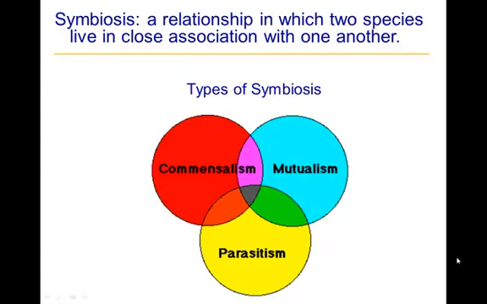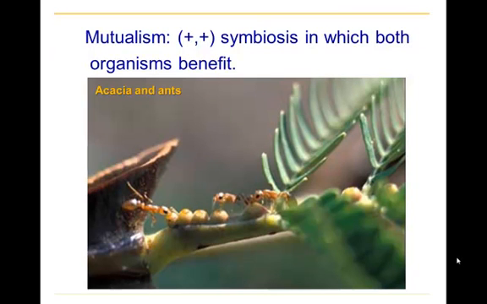First, we're going to discuss mutualism. Mutualism, you'll recall, is a win-win interaction in which the presence of each species is beneficial to the other. The photograph on this slide shows an example of such an interaction, as it shows an acacia and ants.